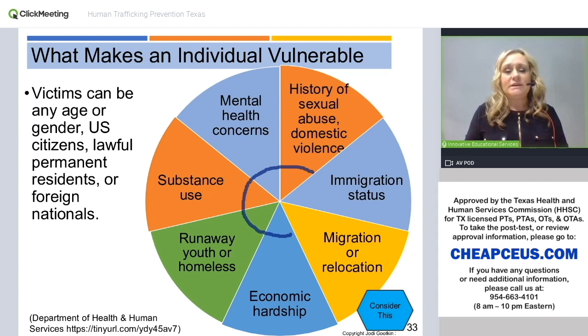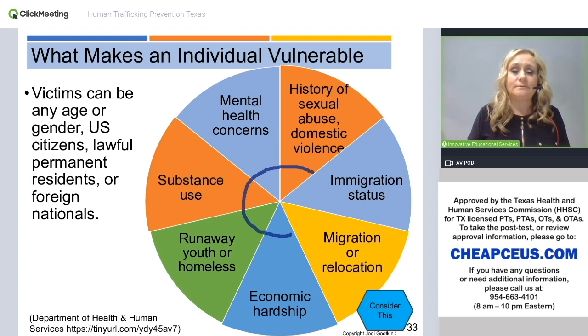What they find is a trend in all these individuals that they don't have a sufficient support system, so they tend to be more susceptible to the psychological, emotional, and financial lures that the trafficker utilizes. It seems more appealing to them, so it makes them more likely to become a victim of human trafficking.